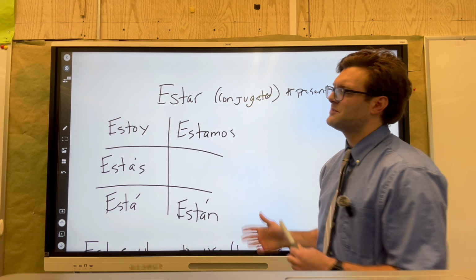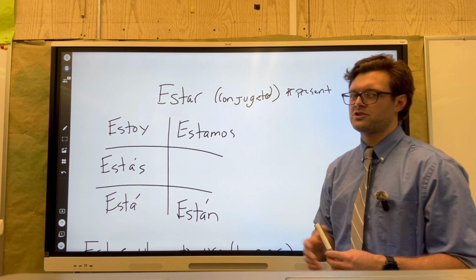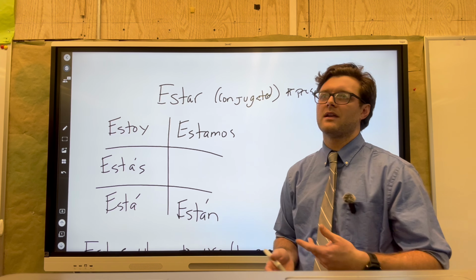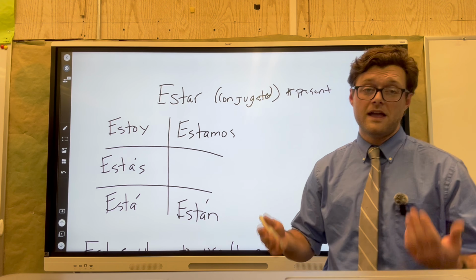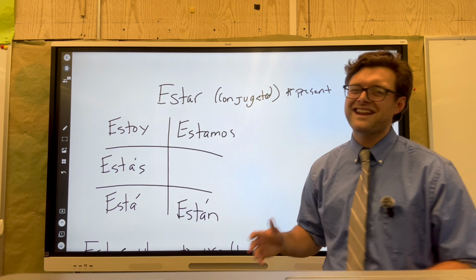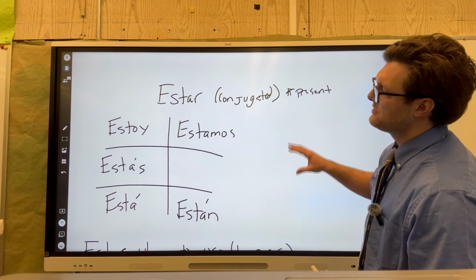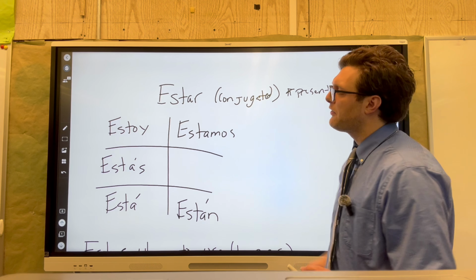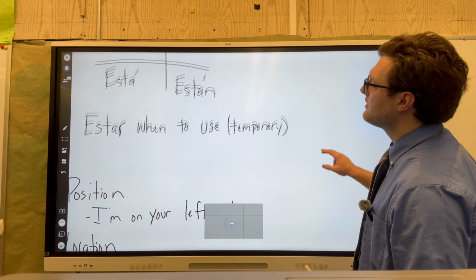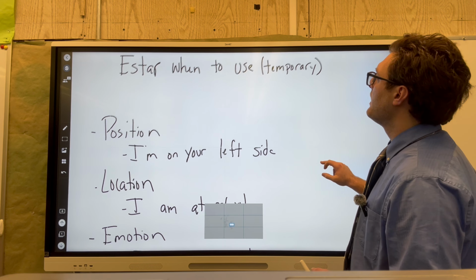So while this seems like something easy, especially in English, like, oh, they're both to be. They both mean the same thing. How off can they really be? They can be really off. So understanding these differences is crucial to being understood. So let's keep on cruising now. We have the conjugations down. Hopefully you got those written down. Let's head on down to estar and when we use it.